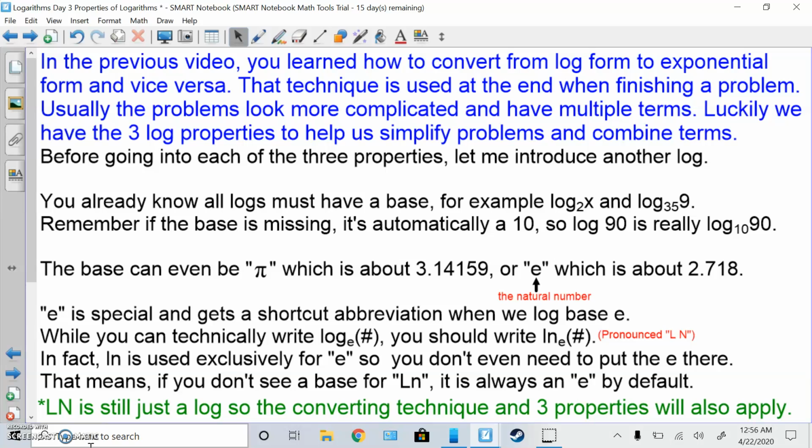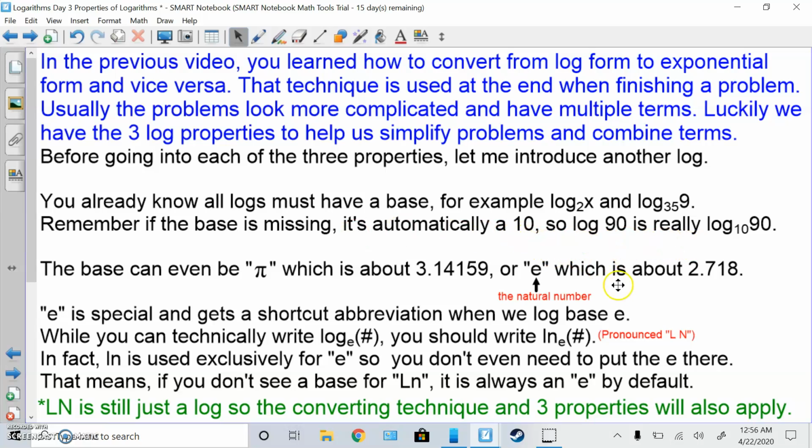Now before I go into the 3 properties, let me introduce one more log. You already know that all logs must have a base. For example, log base 2 of x and log base 35 of 9. Remember, if the base is missing, it's automatically a 10, so log of 90 is really log base 10 of 90. The base can even be pi, which is about 3.14159, or e, which is about 2.718.